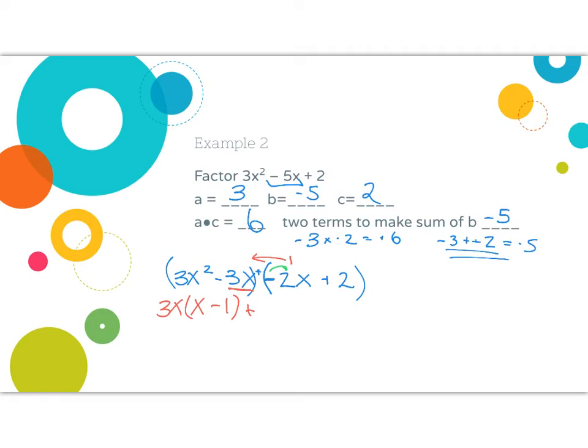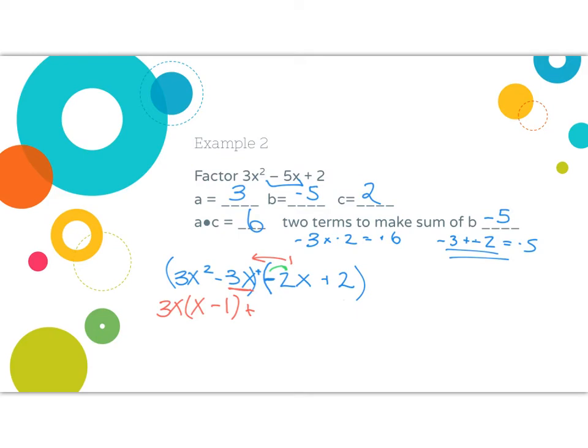If I just factor out a 2, I'm going to be left with negative x plus 1, my mistake. So that looks somewhat similar. However, the signs are opposite. So what we need to do here is we need to factor out a negative 2.